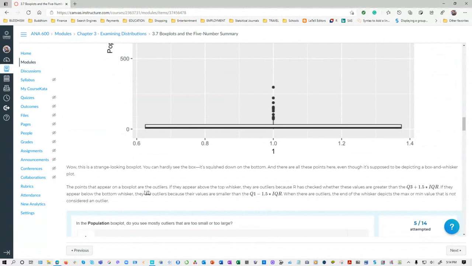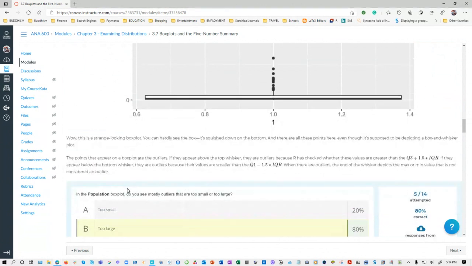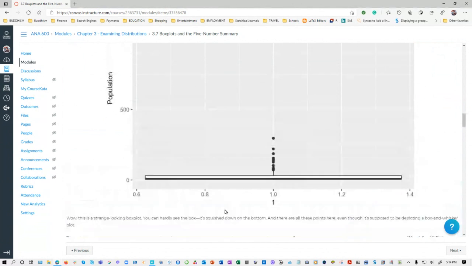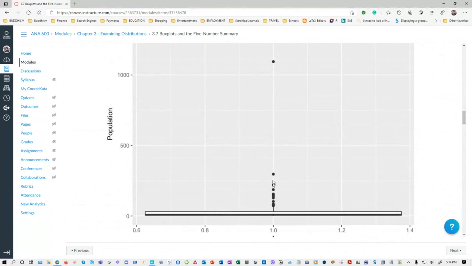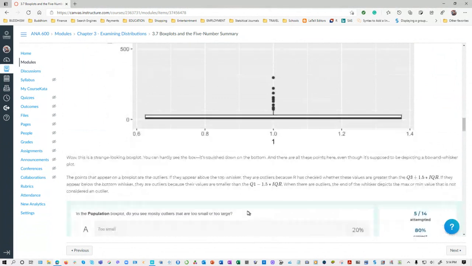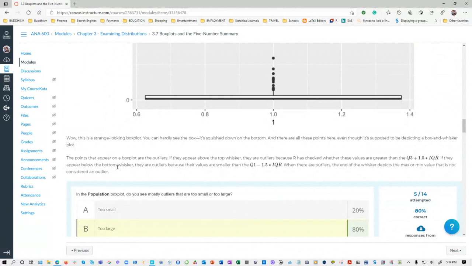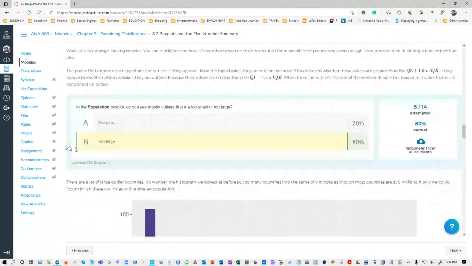See, the points that appear on a box plot are the outliers. If they appear above the top whisker, they are outliers because R has checked whether these values are greater than that. See, these are outliers. Maximum is not an outlier. If they appear below the bottom whisker, they are outliers because the values are smaller than this one. When there are no outliers, the end of the whisker depicts the max or min value. That is not then considered an outlier.